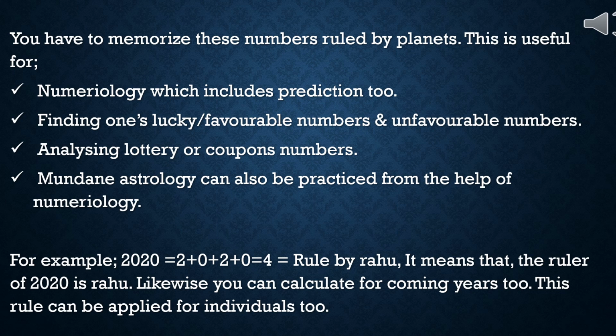This is useful for numerology, which includes prediction too, finding one's lucky or favorable numbers and unfavorable numbers, analyzing lottery or coupon numbers. Mundane astrology can also be practiced with the help of numerology. For example, 2020. You have to add all digits. 2 plus 0 plus 2 plus 0 is equal to 4, which is ruled by Rahu. It means that the ruler of 2020 is Rahu. Likewise, you can calculate for coming years too. These rules can be applied for individuals too.